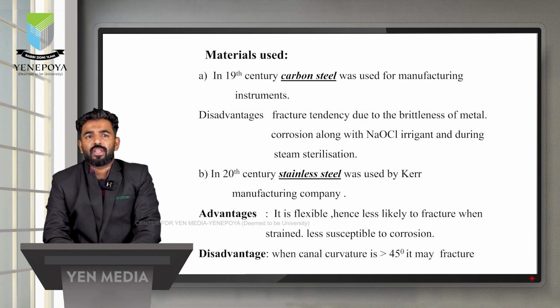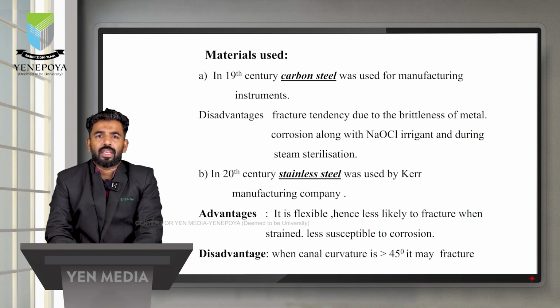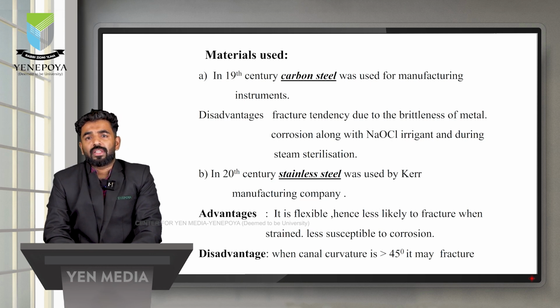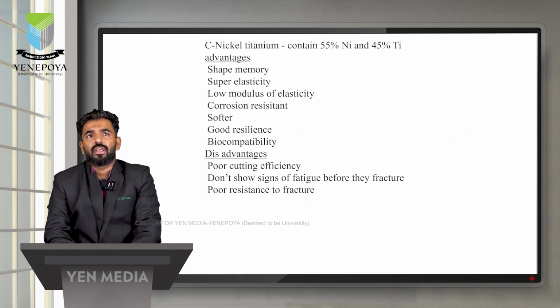The main disadvantage of the stainless steel file was canal curvature. That means when narrow canals come, it is very difficult to use stainless steel. So in order to avoid that, nickel titanium was introduced.